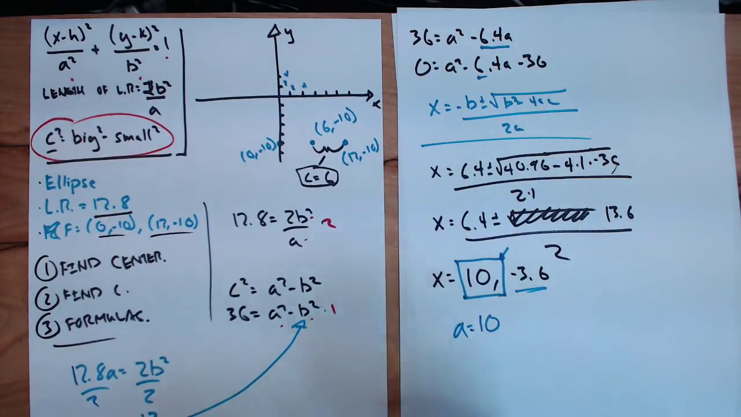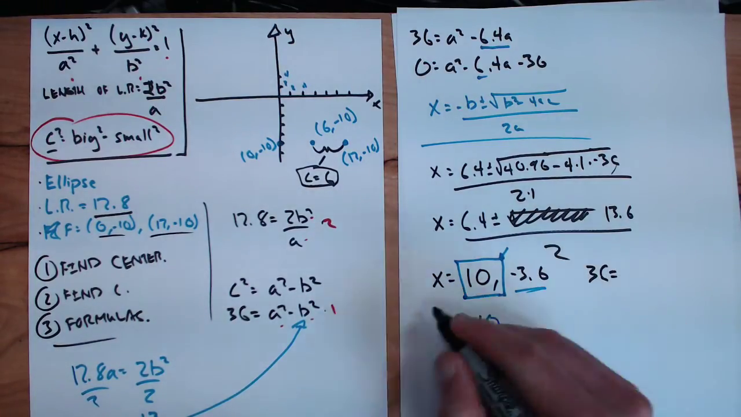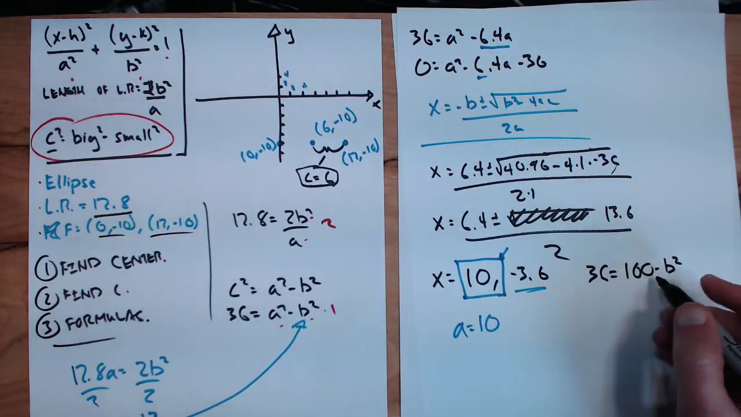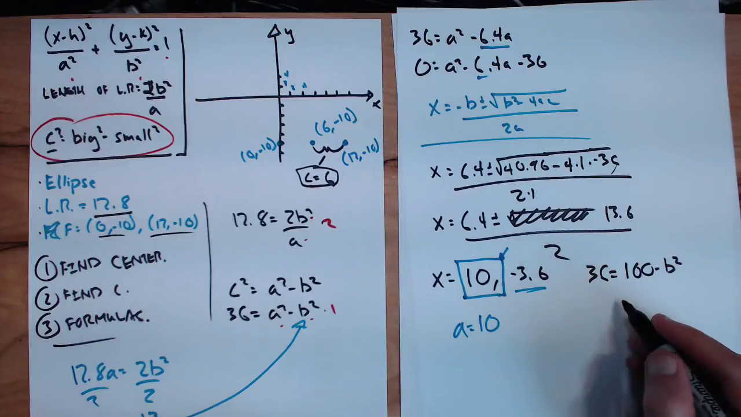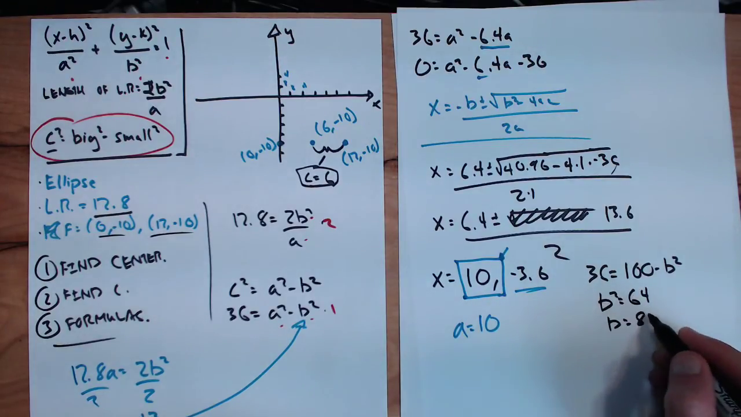All that's left to do is solve for b and plug everything in. So I'll use this equation to solve for b. So 36 equals 10 squared, which is 100, minus b squared. So I'm going to subtract 36 from both sides, add b squared to both sides. So I have b squared equals 64. So b equals 8. Okay.